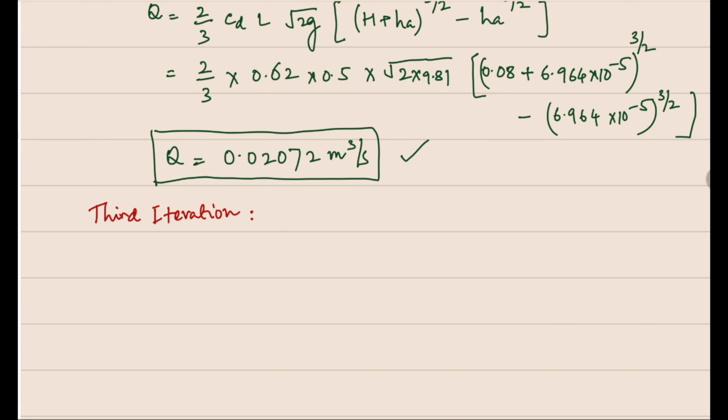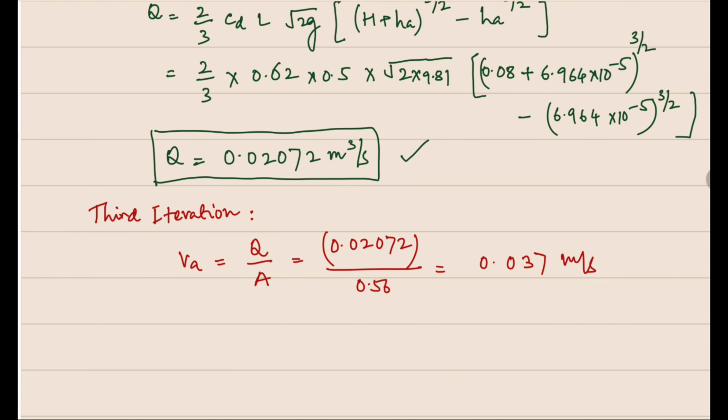So in the third iteration, we will first of all find out the VA value. So VA value will be corresponding to the Q value we just got over there, that is 0.02072 divided by area, that is 0.56. So this is coming out to be nearly 0.037 meter per second.